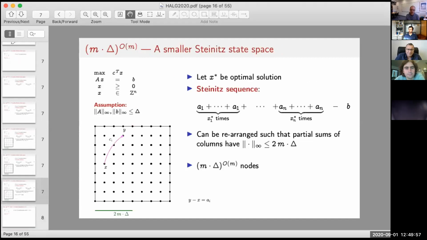So now you see here we assumed that the right-hand side B also satisfies this infinity norm at most delta. By the way, if in this graph we would have a positive cycle, then the integer program is unbounded, right? So this is also important to note. Good, because otherwise the longest path could not be computed.